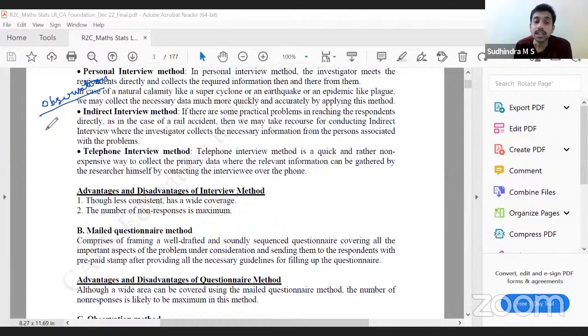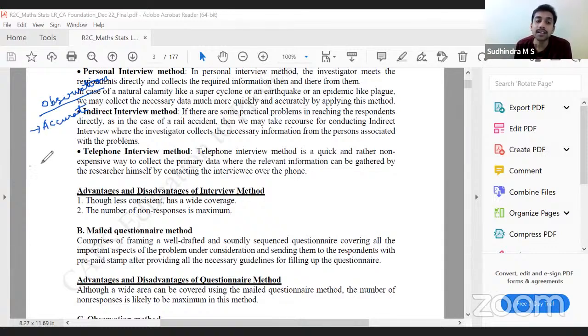What is the advantage here? It is accurate. Yes, the most accurate information that we get here. Why? We are not relying upon the answers given by that person. We are relying upon ourselves to get the information, right? So it's the most accurate.